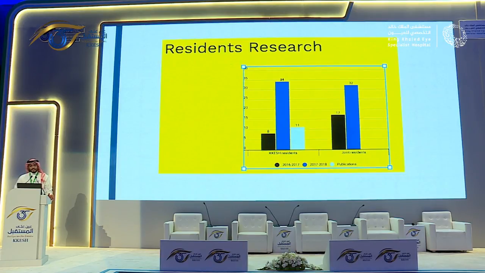Here we can see the residents' research in the last 2 years, and we can see the jump between the black and blue bars. The black bar is 2016. The blue bar is 2017, and we can see that the numbers doubled or even tripled for KKESH residents as well as for the joint residents.